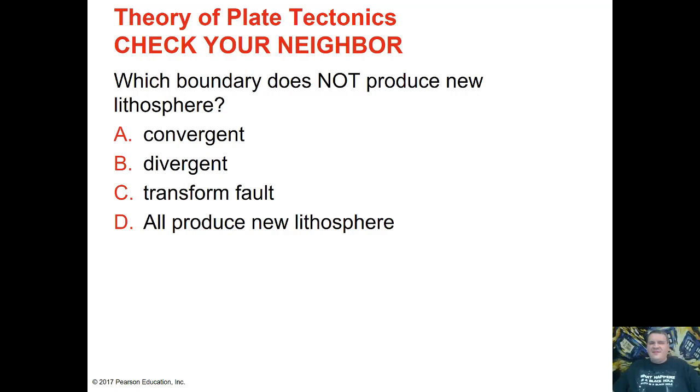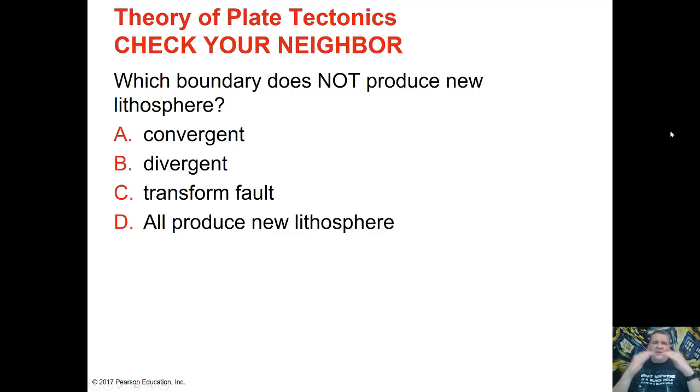All right, what do you think? In my opinion, this one's a little bit tricky. Okay, so I hope that you can all agree that divergent is going to produce new lithosphere. As the two plates split up, magma comes up and creates new crust. Okay, convergent also is going to produce new lithosphere.